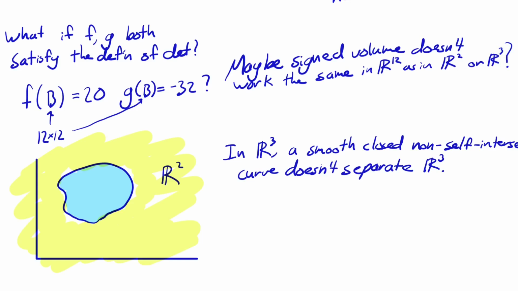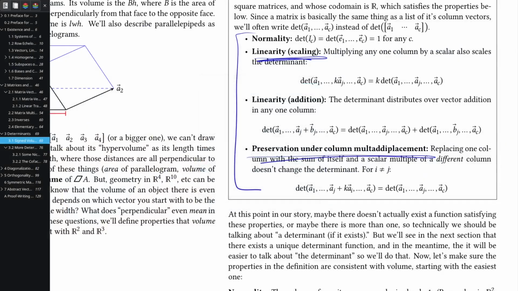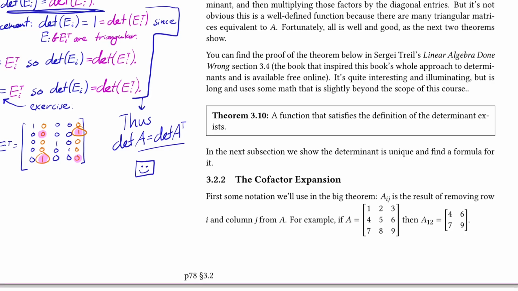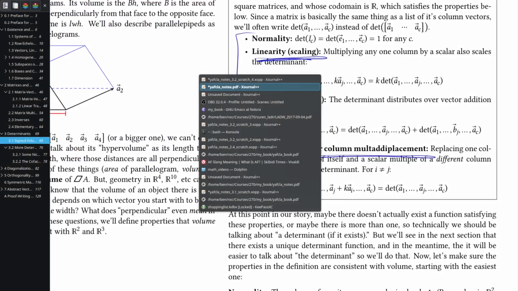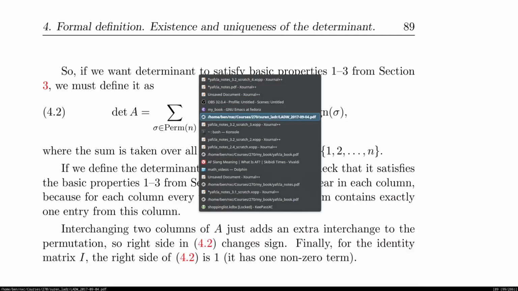We haven't proven that there exists a determinant function, and we haven't shown that it is unique. So that is what I'm saying essentially Theorem 3.10 is. Well, at least that a function that satisfies the definition of the determinant exists. And this is proved in an excellent book, Linear Algebra Done Wrong by Sergei Treil, which inspired my book's whole approach to determinants.